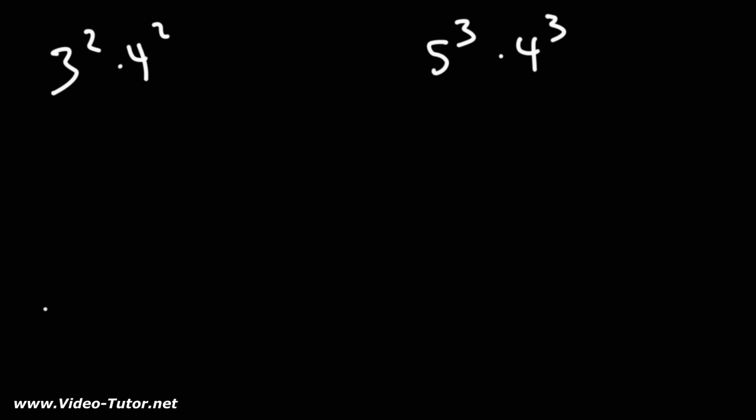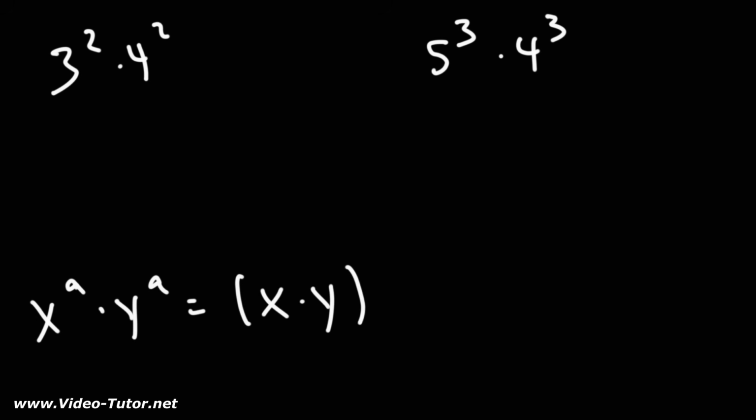So here's the formula that you want to keep in mind. x to the a times y to the a is (x times y) raised to the a. In other words, when you have the same exponent, you can simply multiply the bases together. So 3 squared times 4 squared is simply 12 squared.